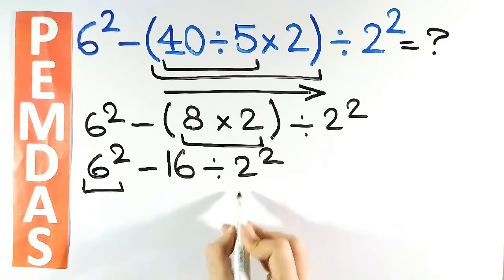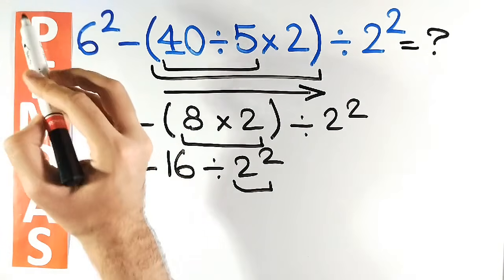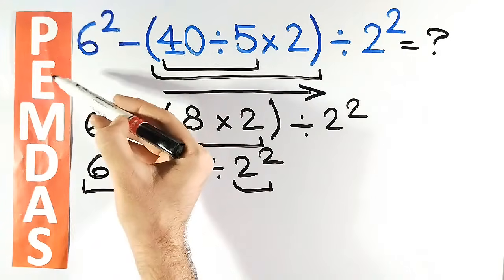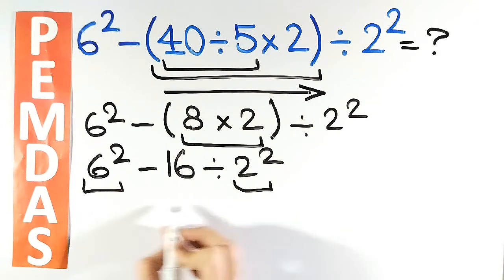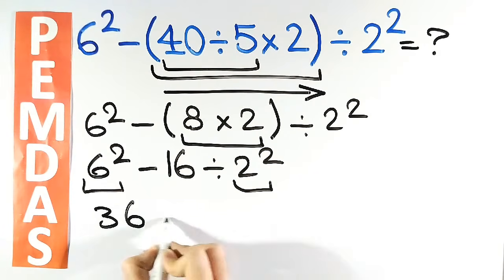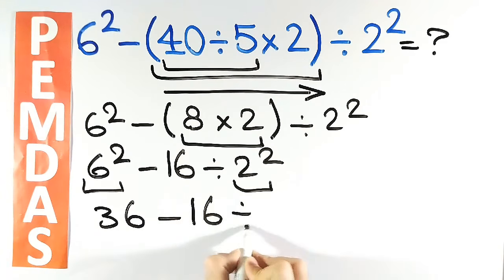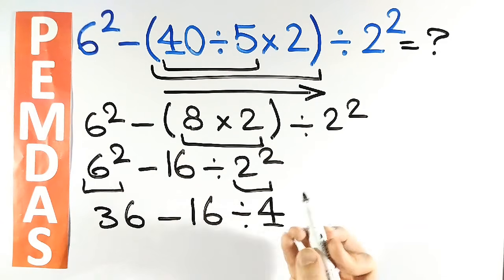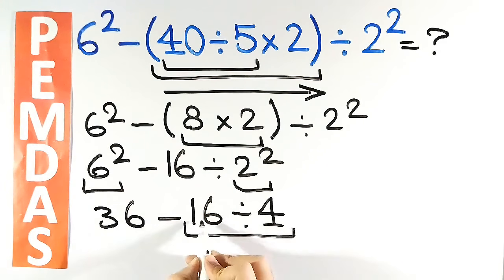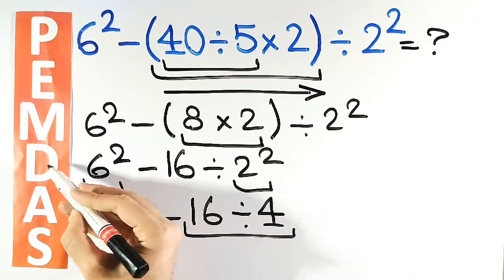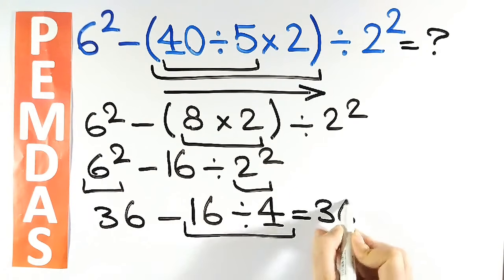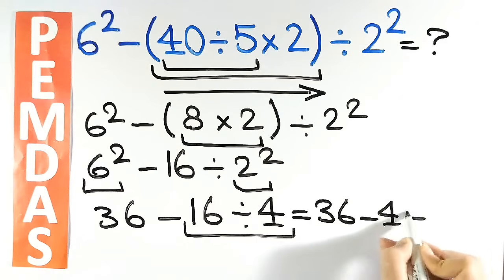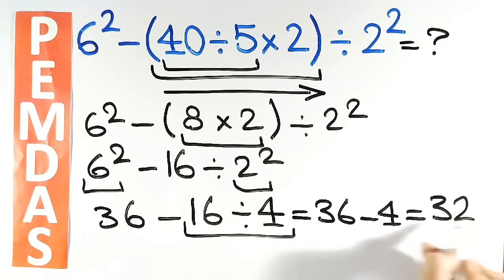Then we go for the exponents because in the PEMDAS rule, after parentheses, exponent has a higher priority than the other operations. So, instead of this expression, we can write 36 minus 16 divided by 4. And the final step, we go for the division between 16 and 4 because division has priority over subtraction. So, instead of this expression, we can write 36 minus 4, which finally gives us the answer 32.